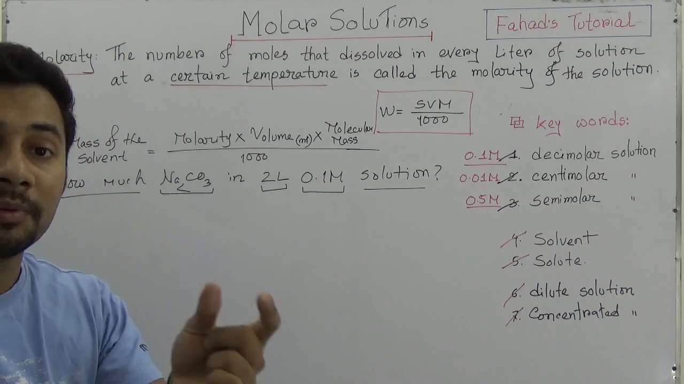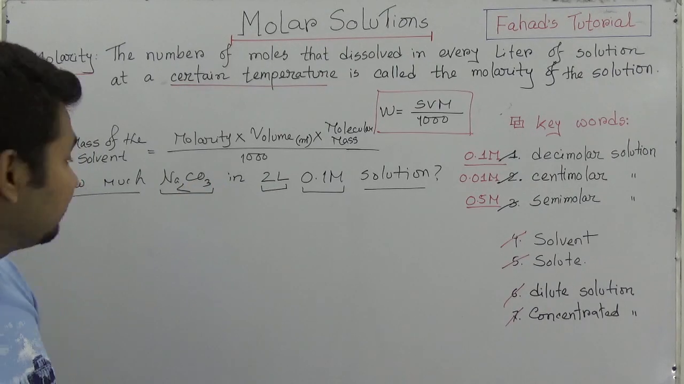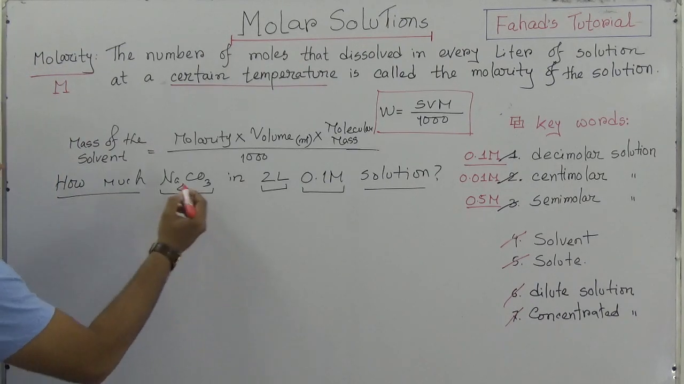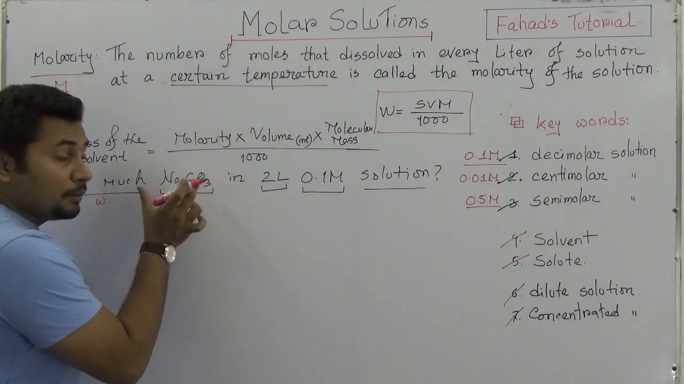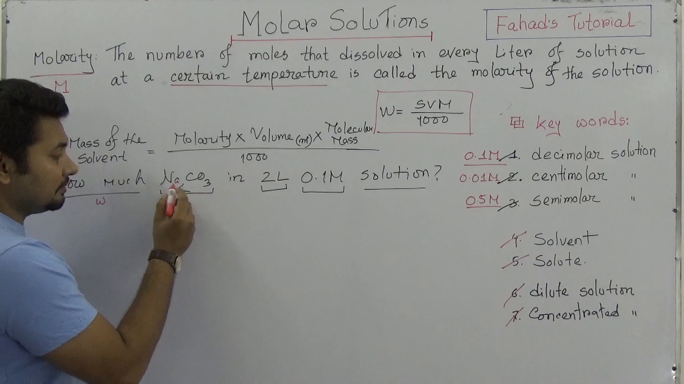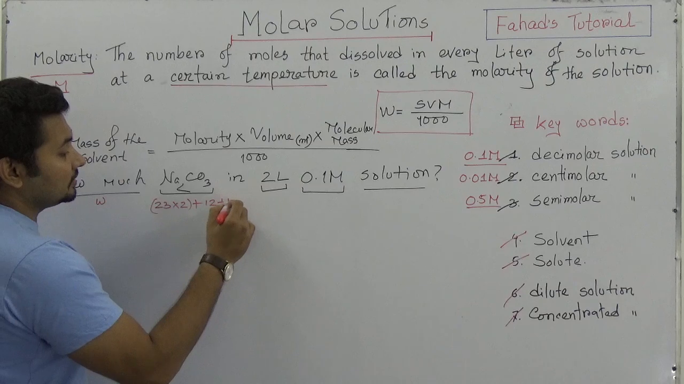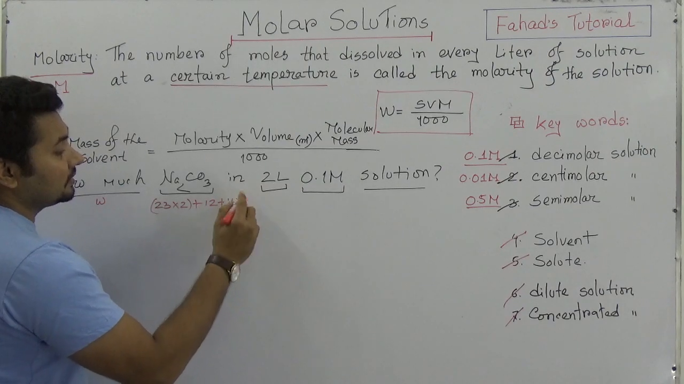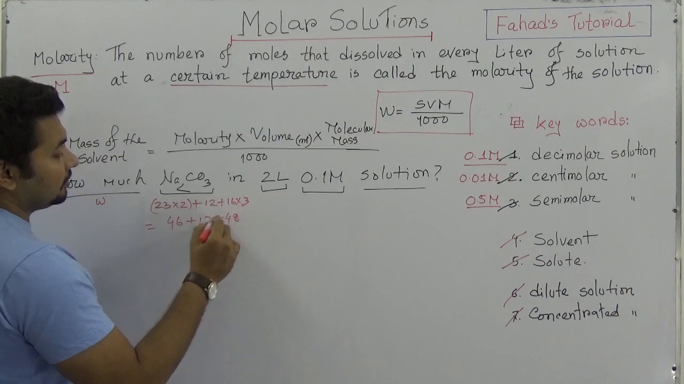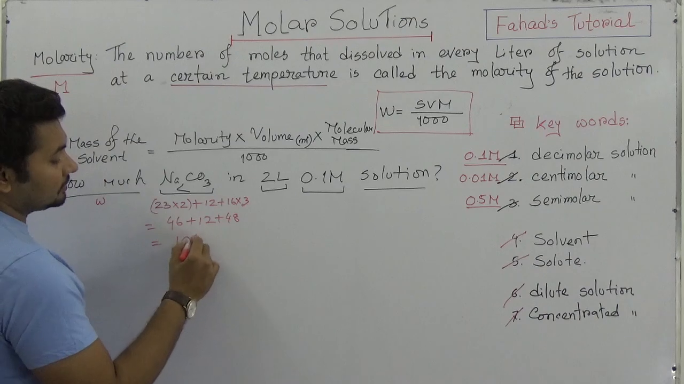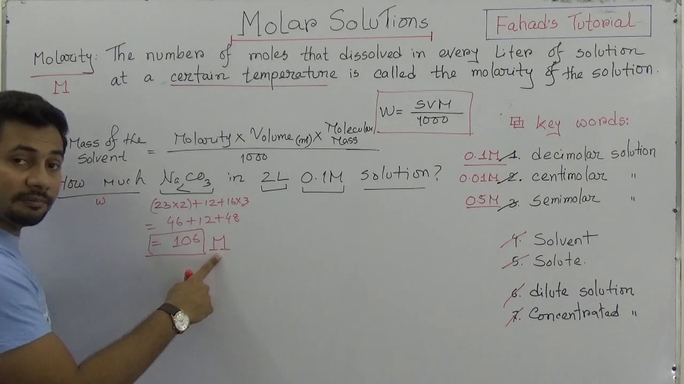They asked for how much. That means the mass of sodium carbonate. The mass of sodium carbonate has been expressed by W. We need to find the molecular mass of sodium carbonate, that is 23 times 2 plus carbon is 12, oxygen is 16 times 3. So it would be 46 plus 12 plus 48, which is 106, and this 106 is the molecular mass, capital M.